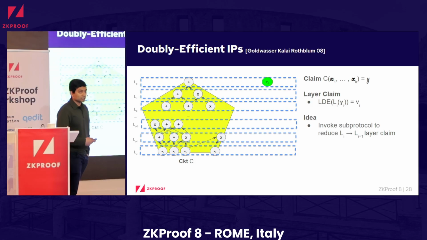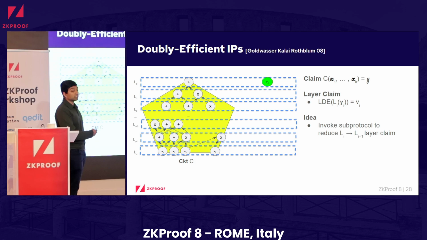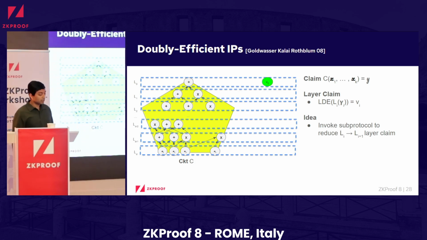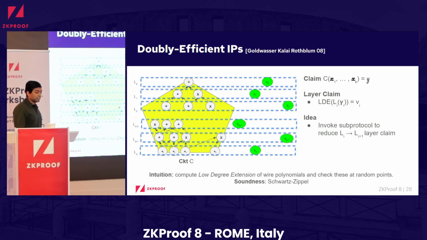Naturally, G, K, and R are much smarter than this, and that's not what they do. Rather than the layer claims being about a particular wire in a layer, they are about a linear combination of the wires in that layer, or more specifically, a low-degree extension of those wire values. So it's the same high-level idea that we start with a claim about layer i, and then we invoke some sub-protocol d times to reduce to a claim about the subsequent layer. So it proceeds something like this. The intuition for why this works, if you're unfamiliar, is basically Schwartz-Zippel: if one of the wires in the layer is incorrect, then most places in the low-degree extension are also incorrect.